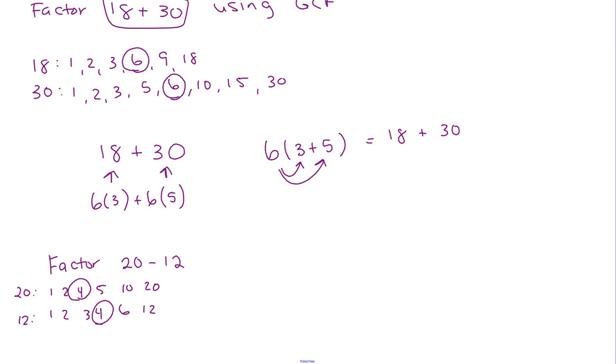Okay, so we're going to rewrite each of these terms, 20 and 12, as products of 4. So 4 times 5 is 20, and 4 times 3 is 12. We have that minus sign. So the factor goes on the outside of our brackets, and on the inside, 5 minus 3.